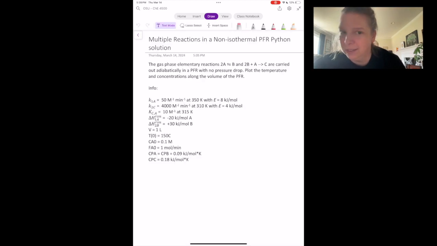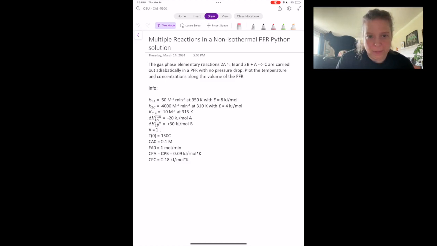Okay, so this says the gas phase elementary reactions 2A goes back and forth to B and 2B plus A goes to C are carried out adiabatically in a PFR with no pressure drop. Plot the temperature and concentrations along the volume of the PFR, and we're given some information. So I'm going to set this problem up and then show you how to solve it in Python.